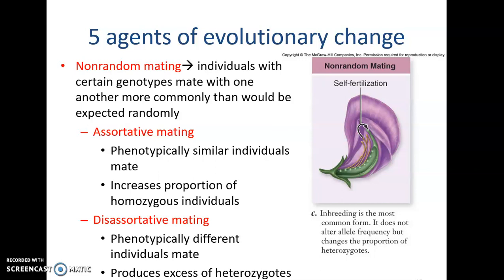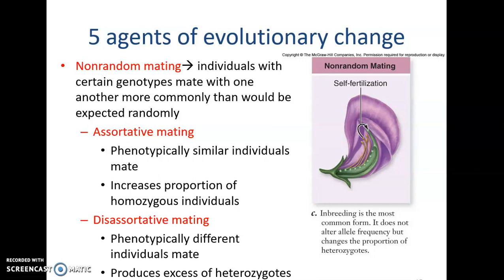This happens in a lot of different species. For example, in eastern bluebirds, bright birds mate with other bright birds, dull birds mate with other dull birds. It even happens in humans, where humans will actively seek out partners that are about the same height as them, that have the same years of education.